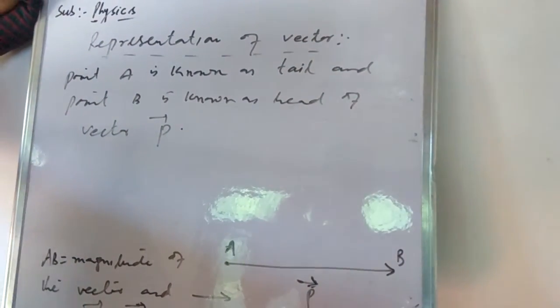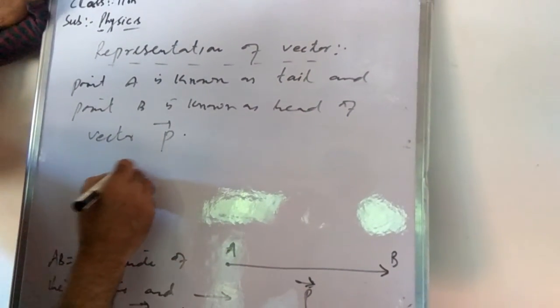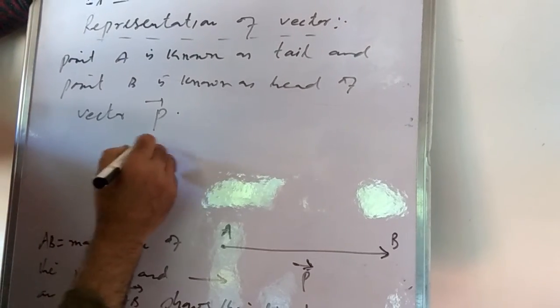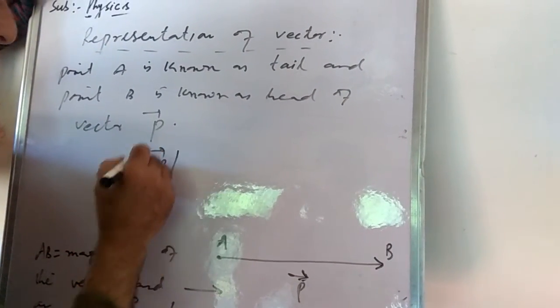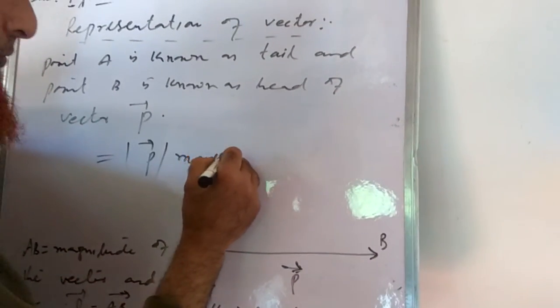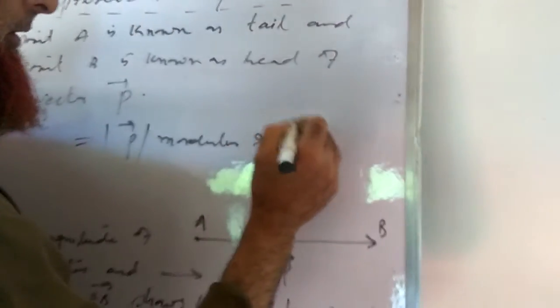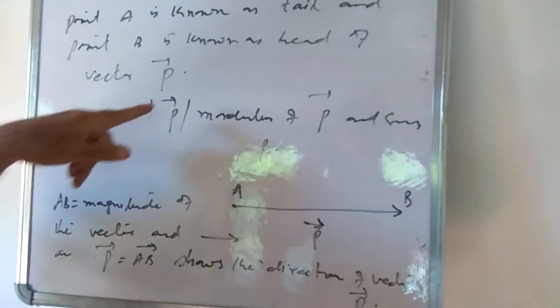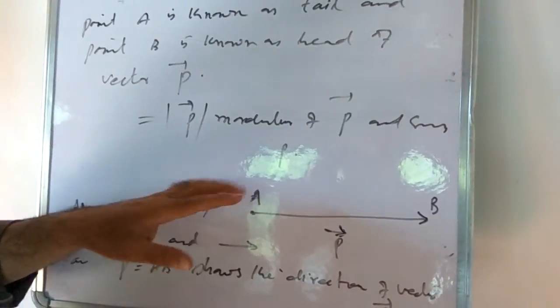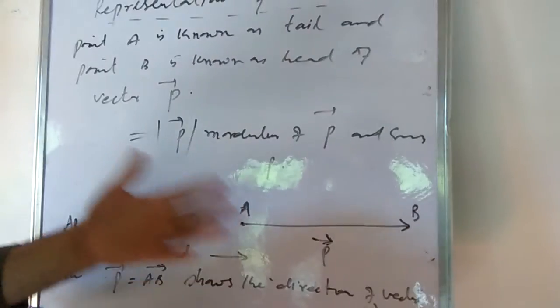Dear students, the magnitude of vector P is also represented as modulus of P, or simply P. So the magnitude of a vector we can represent by modulus of P or simply P. This is how we represent a vector.